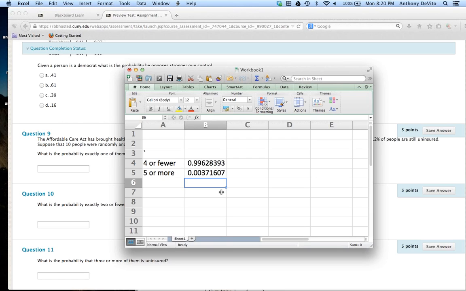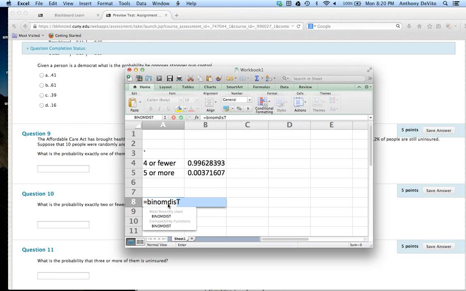Another way you could have done this, if somebody had asked you, what's the probability that 2 or more were uninsured? Well, you can't do 2 and up, but you can do going down. For 2 or more, you would say equals BINOM.DIST(1,10,0.12,TRUE). That's for 1 and 0. So 2 or more would just simply be equal to 1 minus this.